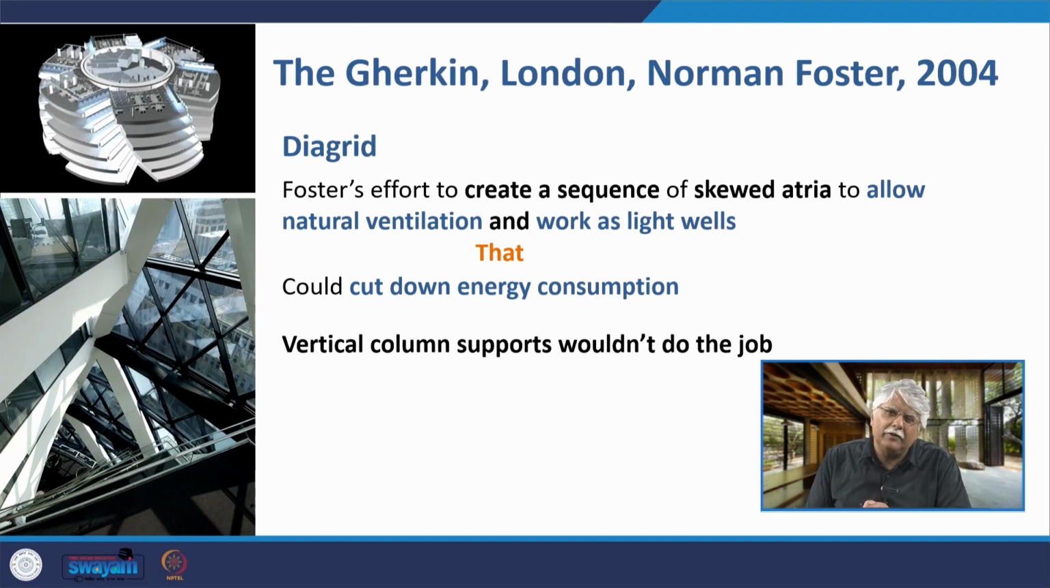Now in the Gherkin, when Norman Foster designed that, his effort was to create a sequence of skewed atria. We've talked about it in detail earlier, and this was to allow for natural ventilation and to also work as light wells. Thus that could cut down on energy consumption. Now such a system of atria could not have been possible if vertical column support systems were there. This was made possible because of the use of the Diagrid, because it eliminated the internal supports.